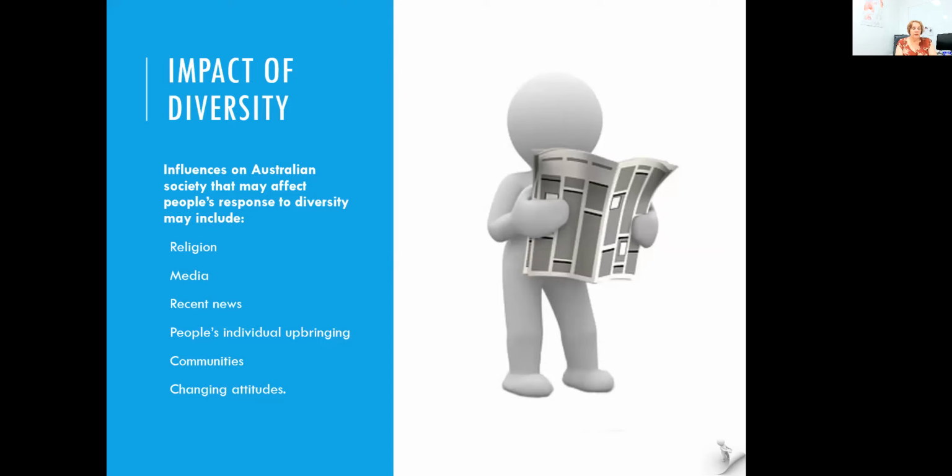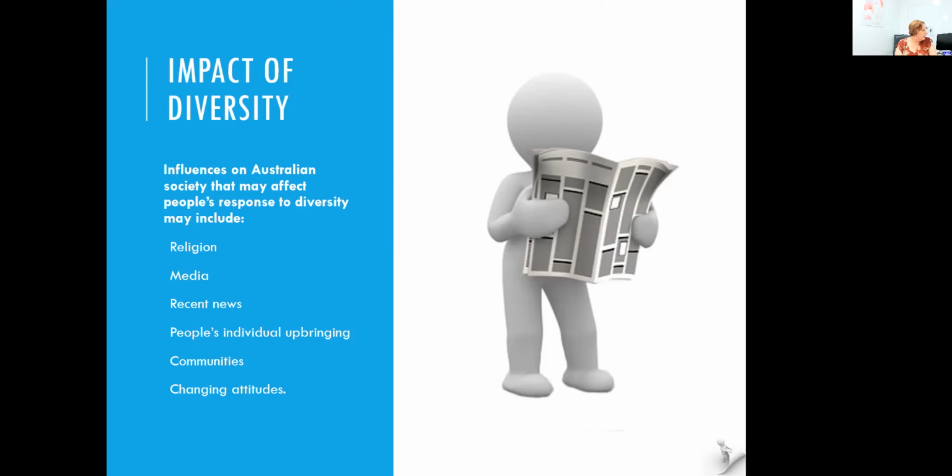So influence on our Australian society may be that people's responses in diversity are towards religions. How does media fit in? The way media influences us is through constant exposure. Hitler said, if you tell a lie long enough and often enough, people will start to believe it. So that's in recent news also.